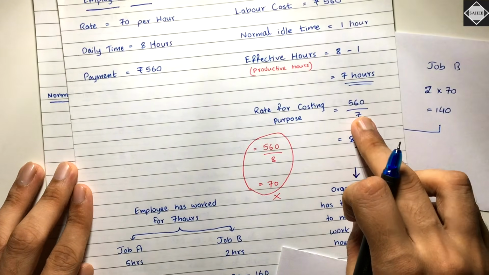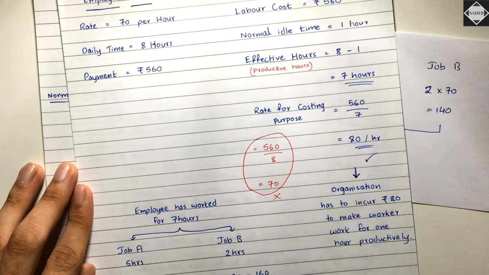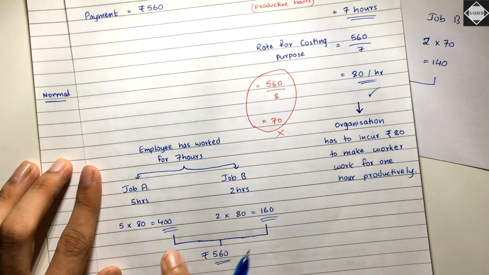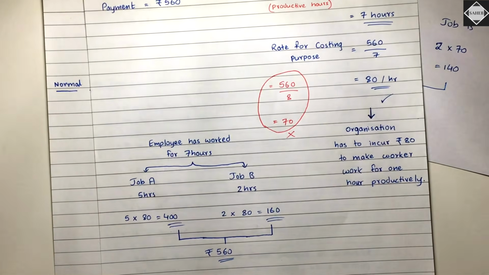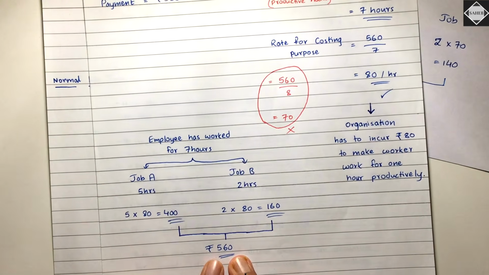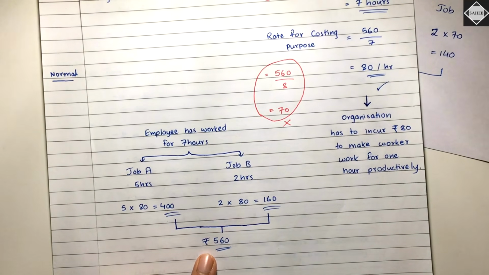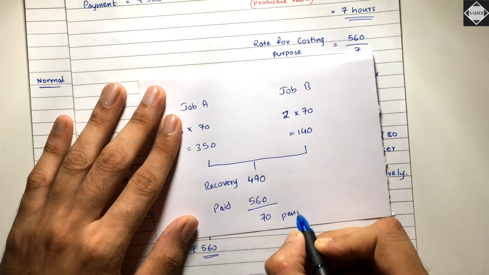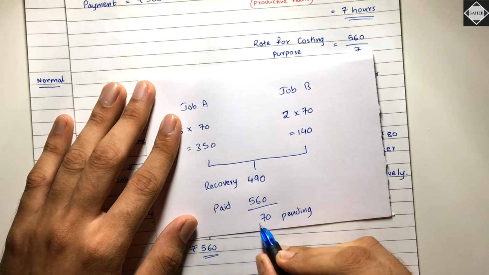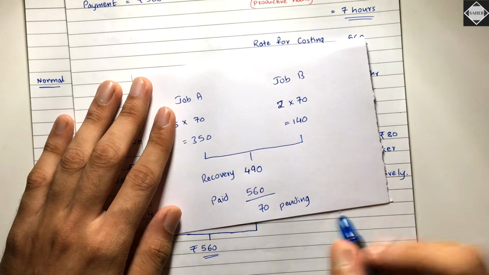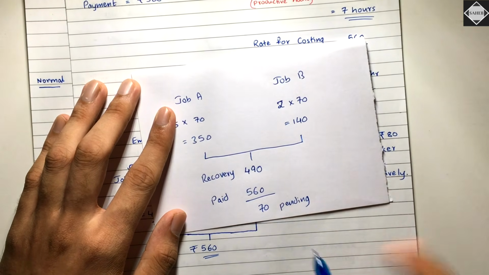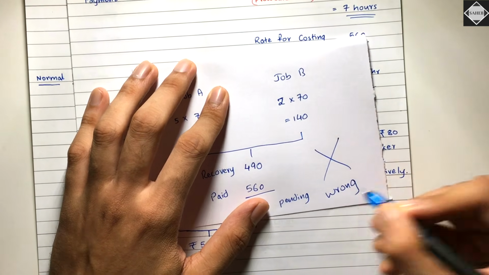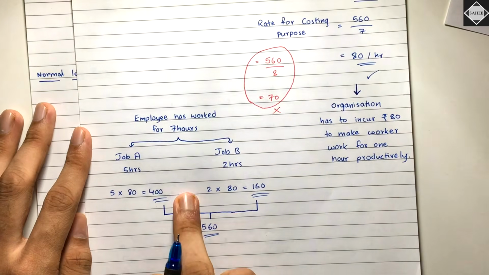When we did 560 divided by 7 and got 80 per hour, we recovered properly and entirely from the job A and job B customers. Here we recovered 400, here we recovered 160, and that was correct. In total we recovered 560. But if we follow this wrong way, then 70 is still pending to be recovered, so it's wrong. This is the normal idle time cost. The 1 hour which was wasted cost 70 rupees. So 70 rupees is not recovered, it's still pending. That's why this is wrong. We can't do this, so we have to follow this. Is it clear?